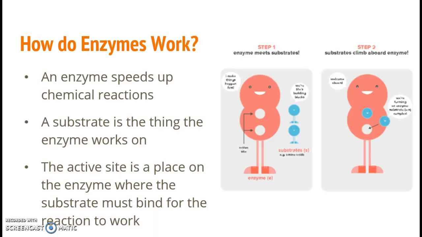We already know that the enzyme is a protein or organic catalyst that helps speed up chemical reactions by lowering the activation energy. The substance that the enzyme works on is called the substrate. And the substrate interacts with the enzyme at a very specific location, and this is called the active site. For example, if we have this pink blob representing the enzyme, and the substrates are these little blue circles, the substrates will interact with the enzyme at its active site.